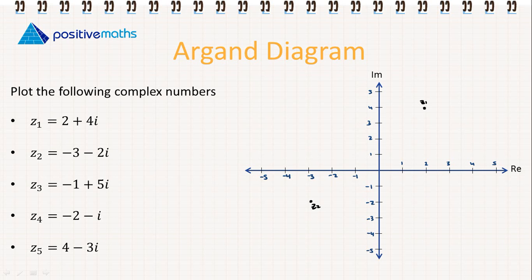Z3 is minus 1 on the real, plus 5i, so that's 5 on the imaginary. Z4 is minus 2 minus 1, so that's minus 2 on the real, minus 1 on the imaginary. And Z5 is 4 minus 3, so that's 4 on the real axis, minus 3 on the imaginary axis.